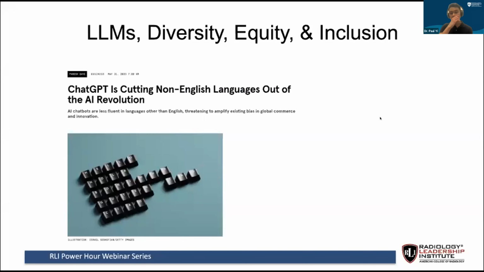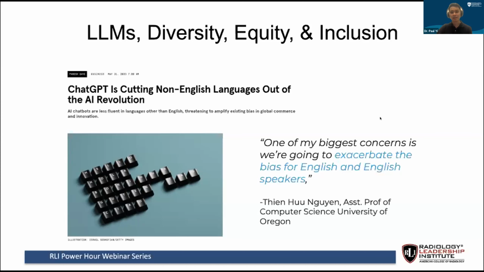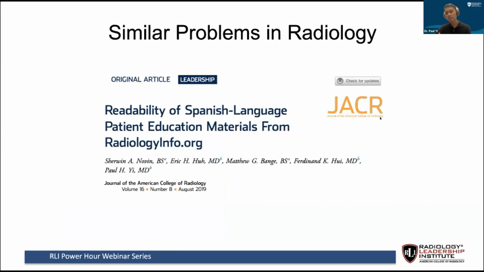But a word on that, I do want to highlight that large language models have really focused on English languages. And the question is, are we cutting out a large swath of the world and population and potentially excluding them by being biased towards English and English speakers? I will note that we've identified that similar problems abound for other languages like Spanish language patient education materials from Radiology Info.